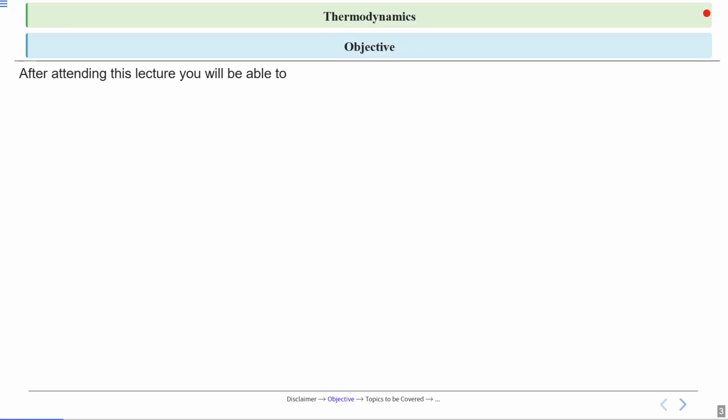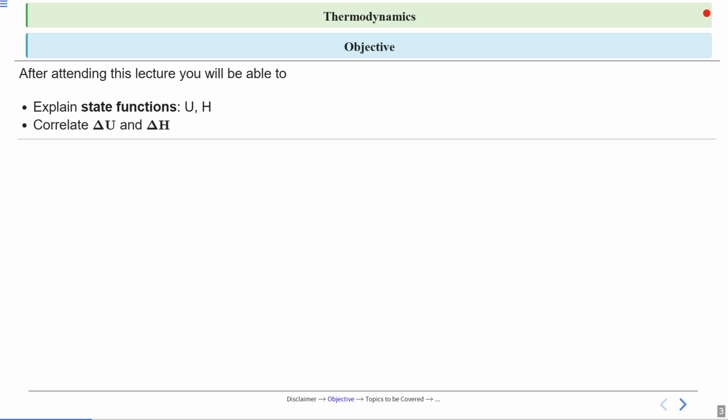In our today's class, our objective would be to explain a very important state function. So we have already dealt with U, which is our internal energy. We will talk more about it. And apart from that, we will also look at a new state function, which is enthalpy. And it's very important for you. Now, I will also try to correlate both of them, and the correlation will be between your internal energy and your enthalpy change. Okay.